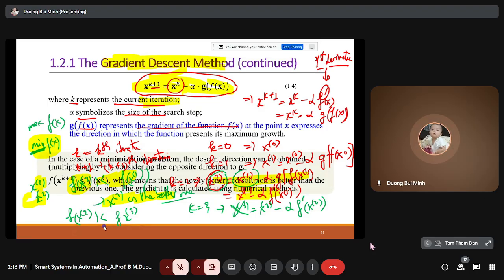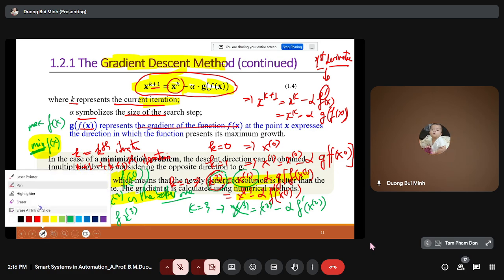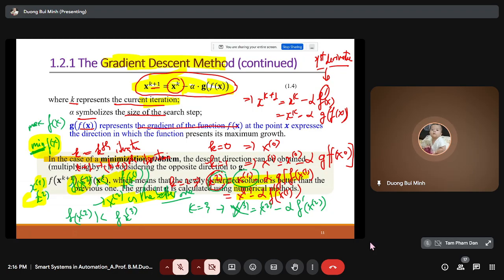Here, in this sentence, in the case of a minimization problem, the descent direction can be obtained by multiplying by -1, considering the opposite direction of g. So if f(x(k+1)) is less than f(xk), which means the newly generated solution is better than the previous one.